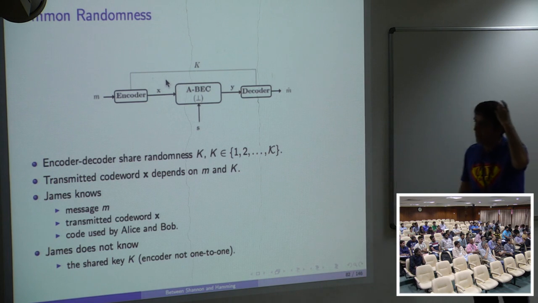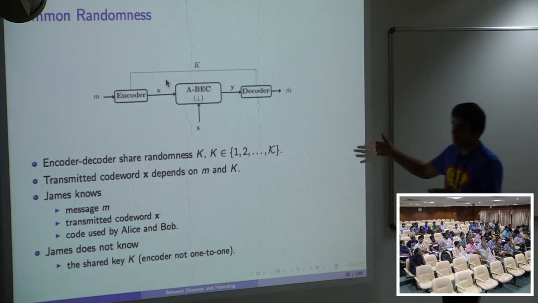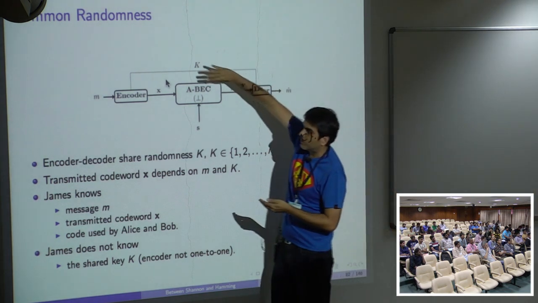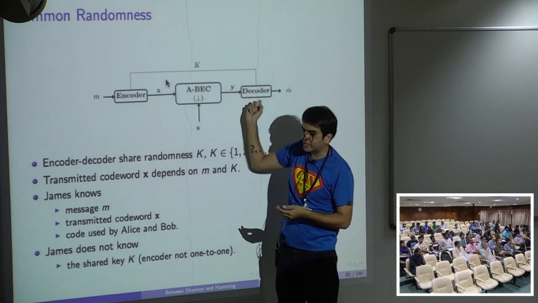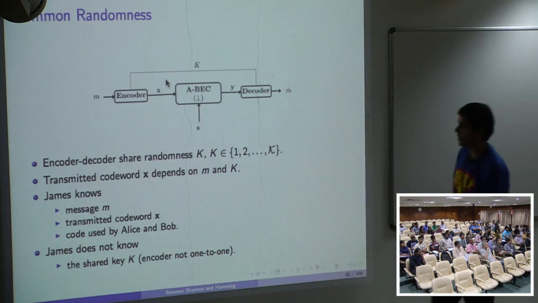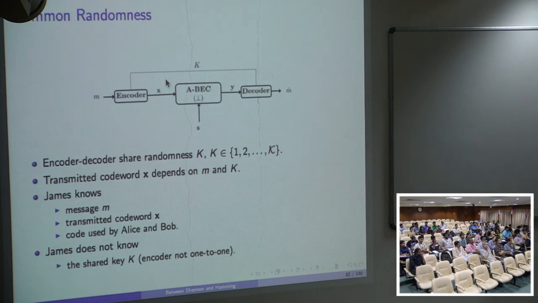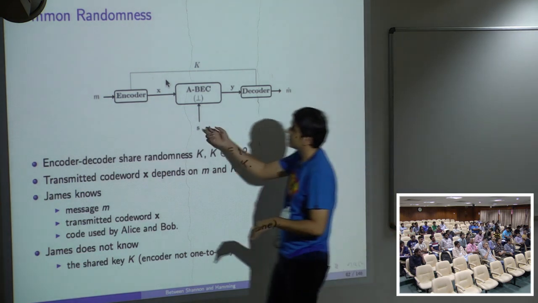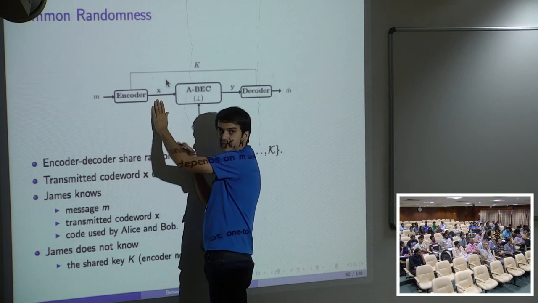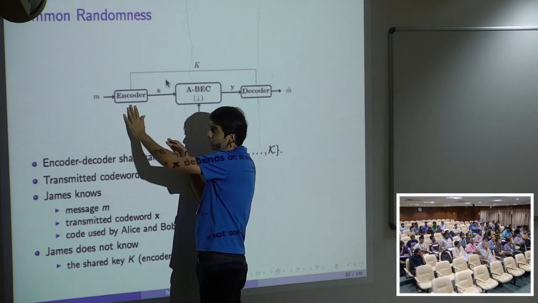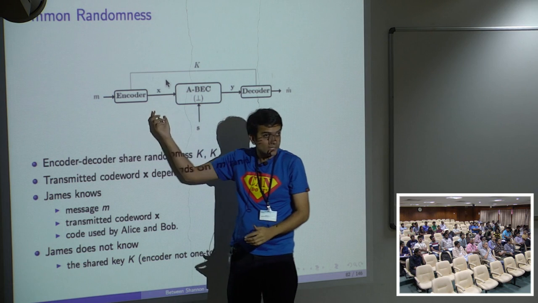So the channel model, as we just said, is basically just like an omniscient adversary, except the encoder and the decoder are allowed to share some common randomness that the adversary, James, does not know. This key is unknown. Let's also be explicit: the adversary knows the codeword being transmitted, he also knows the encoder, he also knows the message. So he really knows quite a lot.